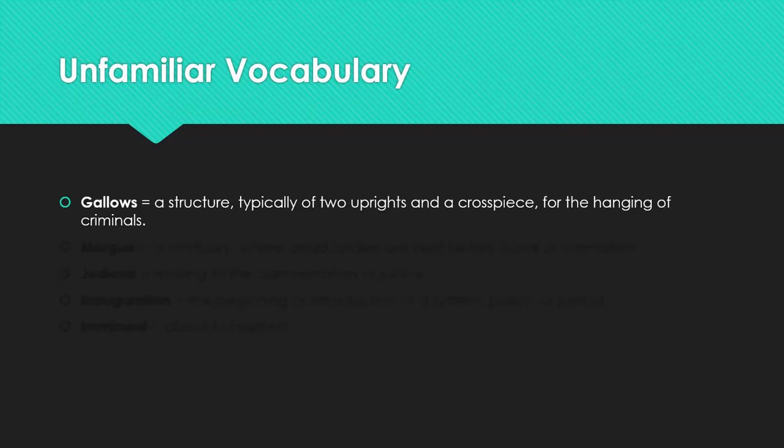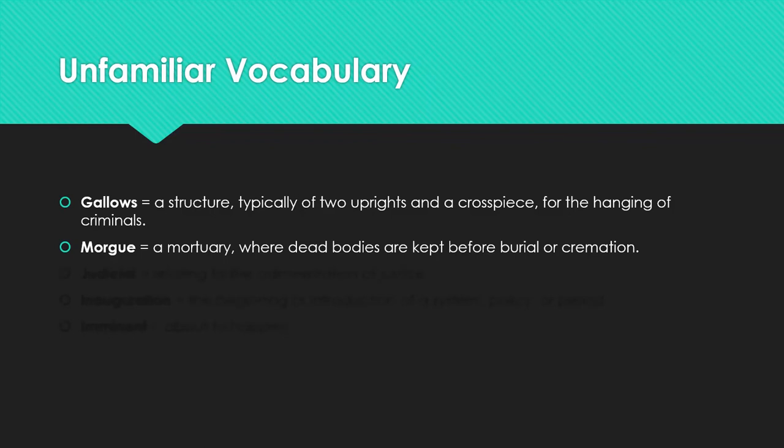So the first one, gallows, which is a structure typically of 2 uprights and a crosspiece for the hanging of criminals. So it's one of those kind of structures that they hang a noose around, a big bit of rope where they hang people. Okay, that's gallows. A morgue is a mortuary, which is another word for it, where dead bodies are kept before burial or cremation.